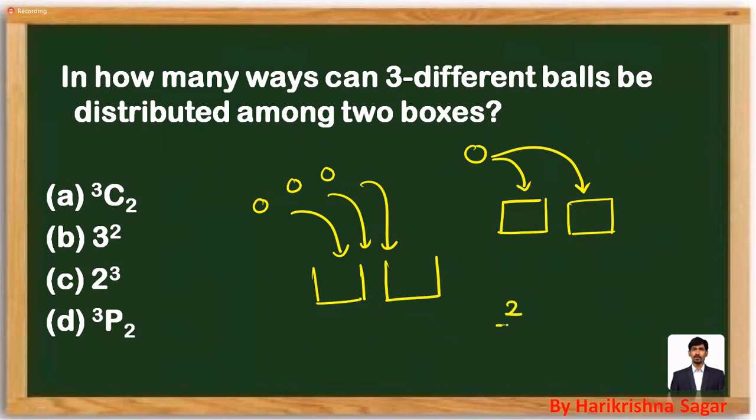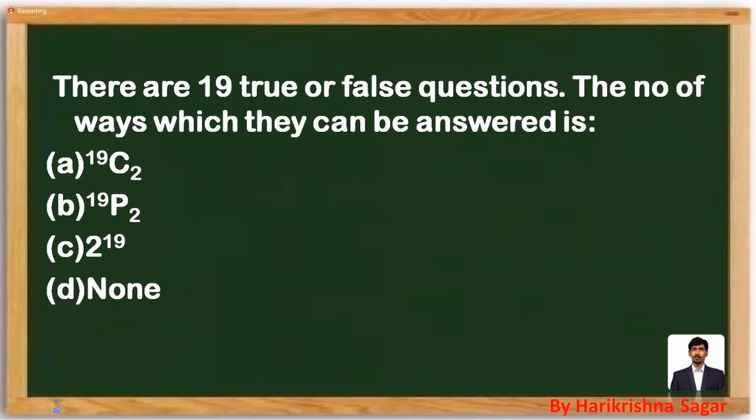That means the first ball has 2 chances. Similarly, the second ball also has 2 chances. You can fix it in box 1 or box 2. Third ball also has 2 chances. The total number of possibilities is going to be 2 raised to the power of 3. Mark it as option C. Look at the next question.